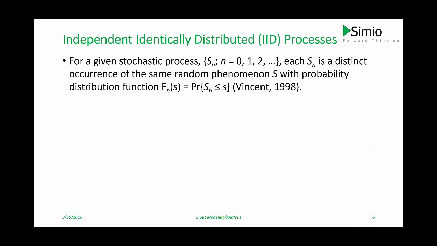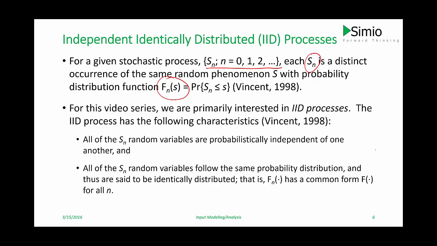So looking in a little more detail at the stochastic processes, we can represent the process this way, Sn, where n is the index, in our case the time index. For our example, the inter-arrival times and the service times, the n value would be a customer number. So customer 0, customer 1, customer 2, customer 3, and so on would be the n value. Now each one of these Sn is an occurrence of the same phenomenon. In our case, it's either an inter-arrival time or a service time, and there's a corresponding probability distribution associated with each one of these occurrences.